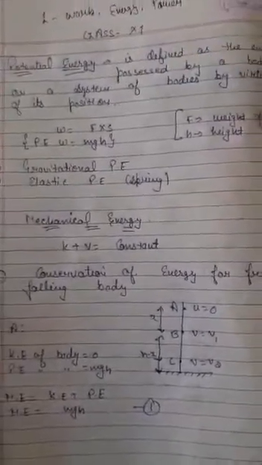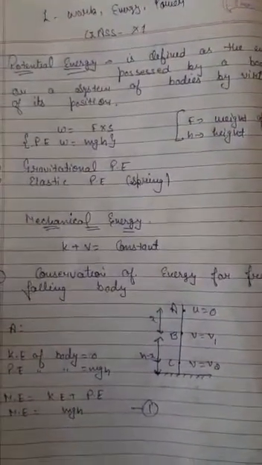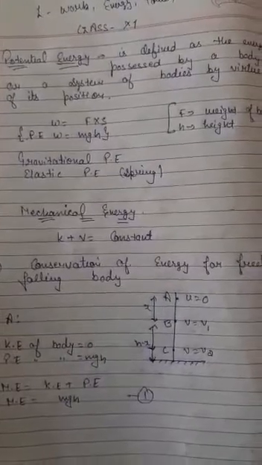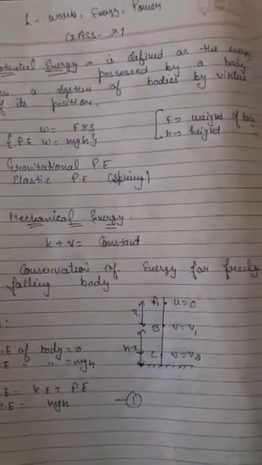In standard 9th also we have discussed that potential energy is defined as the energy possessed by a body or a system of bodies by virtue of its position. That is, if a body has energy because of its position, that energy is known as the potential energy.